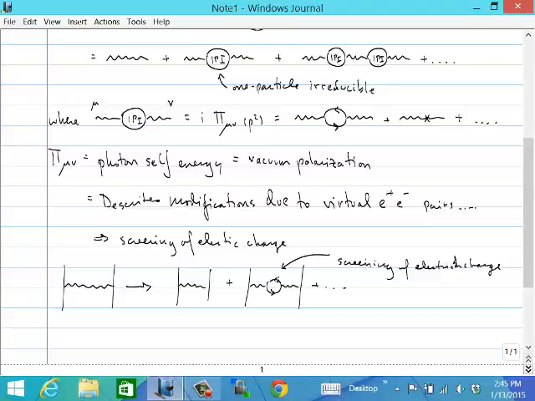And as we'll see, this means that you have some effective reduction in the strength of electromagnetism due to quantum effects. Okay. So naively, you would expect that this would be a reduction of the strength of electromagnetism due to quantum effects.